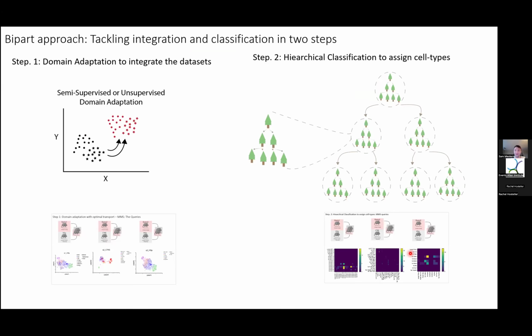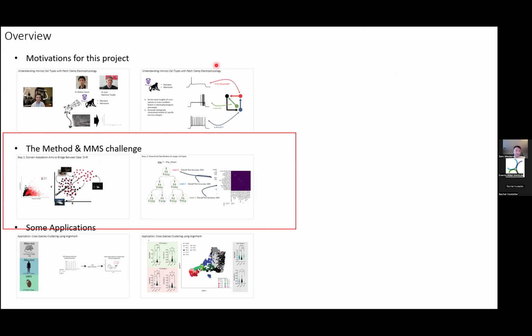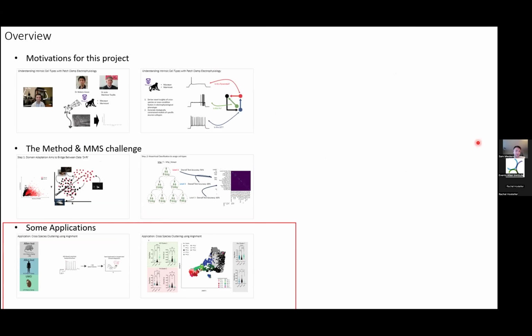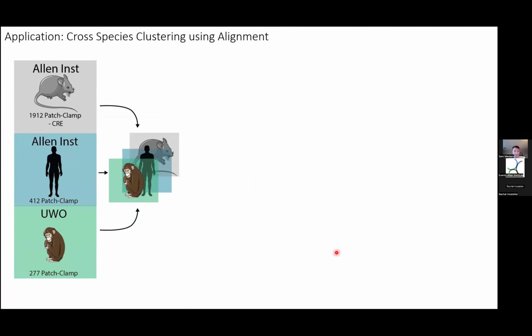So with that in mind, I've shown you how we use domain adaptation to integrate the datasets. And then I've talked about how I use this classification method to classify from a major cell group down to the very specific transcriptomic subtype. And now I'm going to move on to talk really quickly about some applications we've been using here at UWO. At the beginning of the talk, I talked about how we wanted to use the Allen Institute's mouse and human datasets to label our NHP datasets and possibly derive some novel insights.